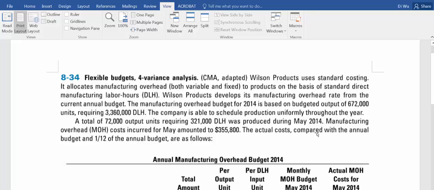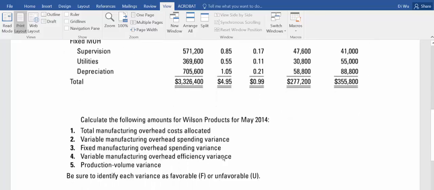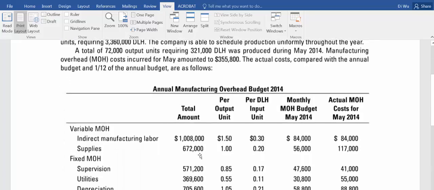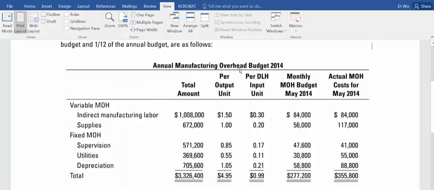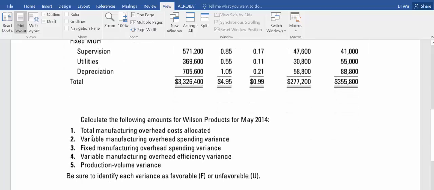First of all, I would assume that you have read the question already, so I'm going to just come to the answer steps directly. You have some information regarding the budget, and you have the annual manufacturing overhead budget, and this is what's happening here. It talks about these values, some actual, some budgeted. There are a lot of issues going on there, some fixed, some variable, and you will be asked to find answers 1 to 5 and be sure to identify each variance as favorable or unfavorable.